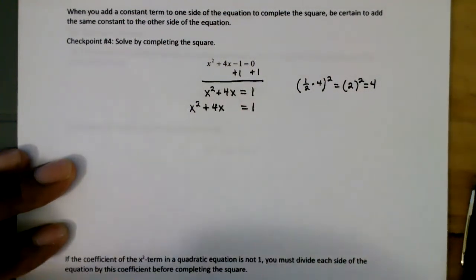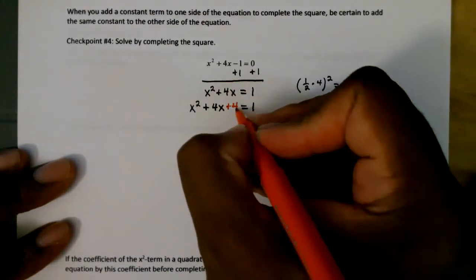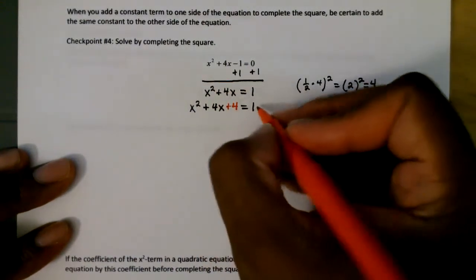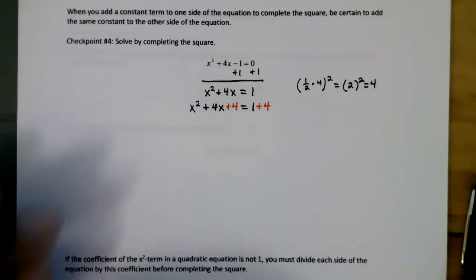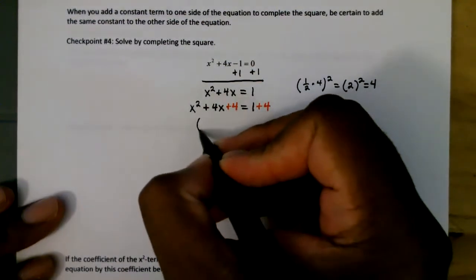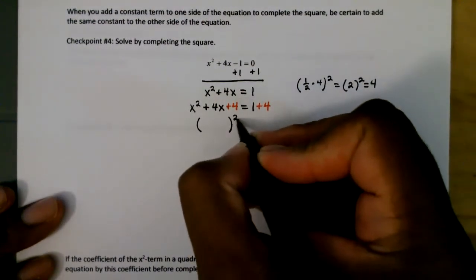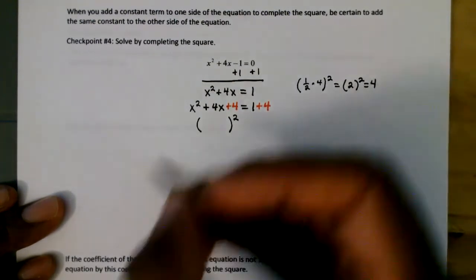So in this case, on the left side, I'm going to add 4 to both sides. If I add 4 on the left side, I also have to add 4 on the right side. Okay. So on the left side, I got x squared plus 4x plus 4, and that's equal to 1 plus 4. The left side, I'm going to factor this as the square of a binomial, because that's what that means.